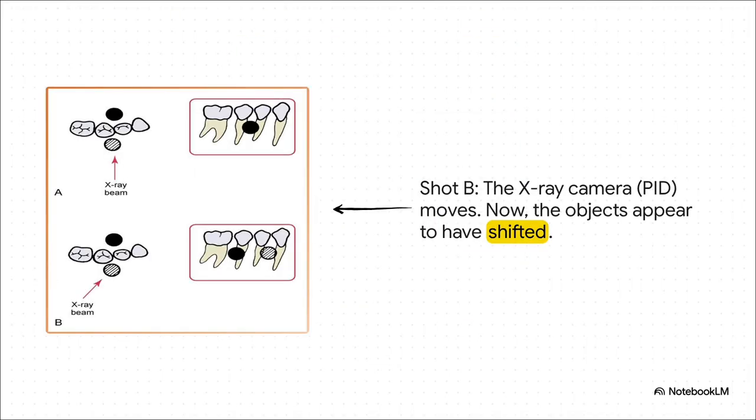But now, look at shot B. The dentist just shifts the X-ray camera, it's called the PID, or position indicating device, just a tiny bit to the side. And boom, look at the new film. The two objects don't line up anymore. They seem to have moved against the background of the teeth. This apparent movement, that is the crucial clue we have been looking for.